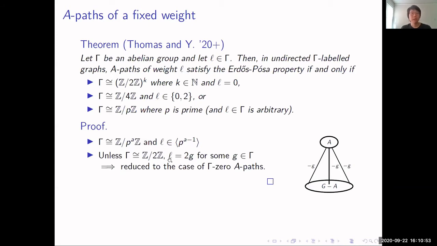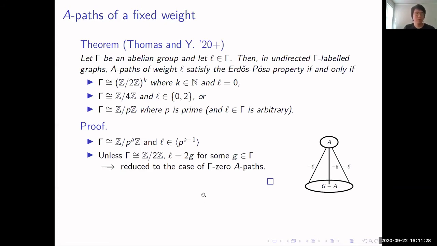And as soon as you get this property, L is equal to 2 times G for some non-zero G, this reduces to the case of 0 A paths, because you take your group labeled graph and you take every edge incident with A and you subtract G on all those edges. Then any A path that used to have length L now has length 0. So this just reduces to the previous characterization of 0 A paths.